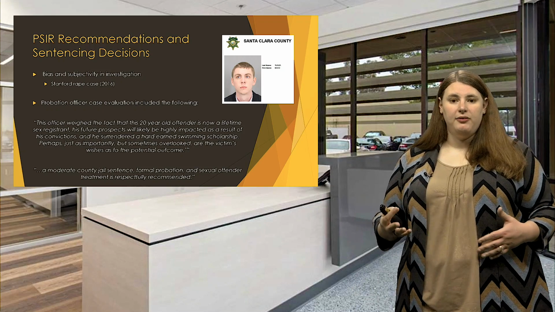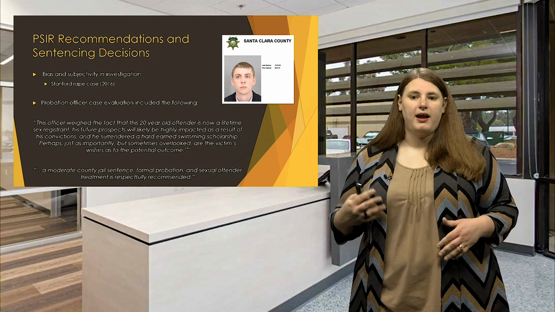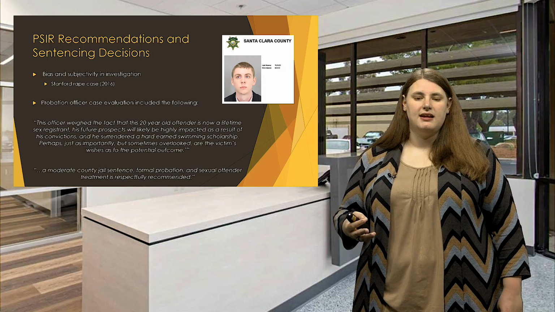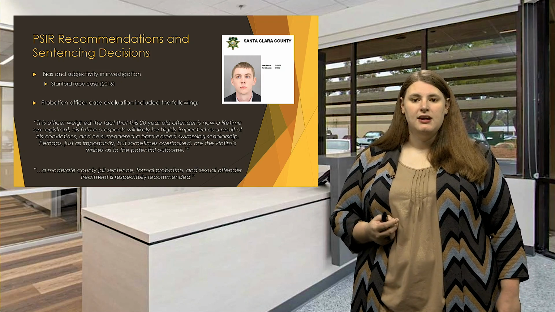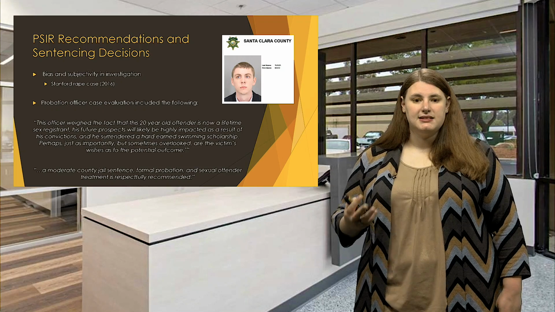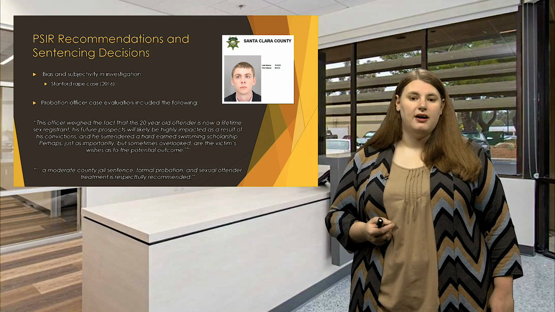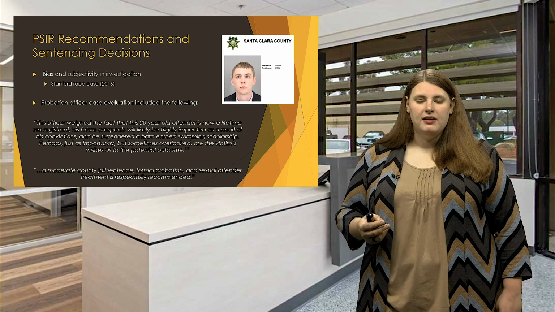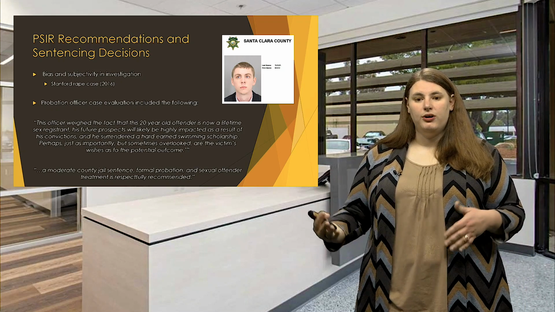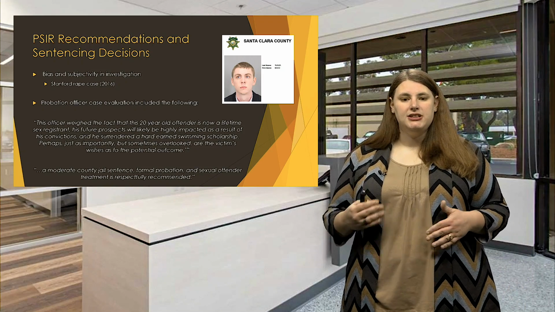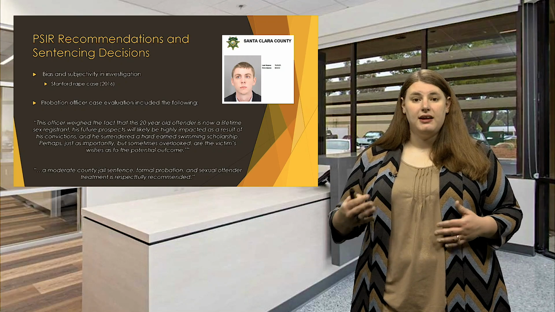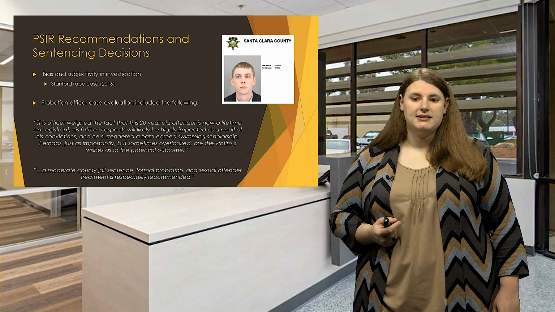Now, based on the evaluation, as I said, the probation officer recommended a moderate county jail sentence followed by formal probation. And Brock Turner was officially sentenced to 6 months in jail followed by 3 years probation, which followed the probation officer's recommendation exactly. While you may disagree or agree with Turner's sentence, the issue here is the subjective nature of the information that's contained within the PSIR.